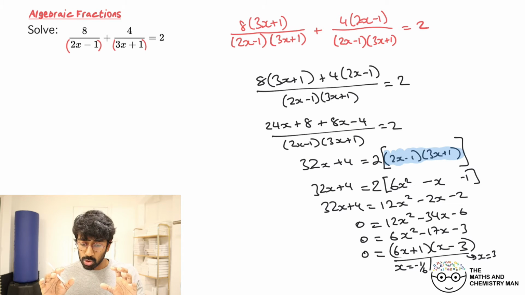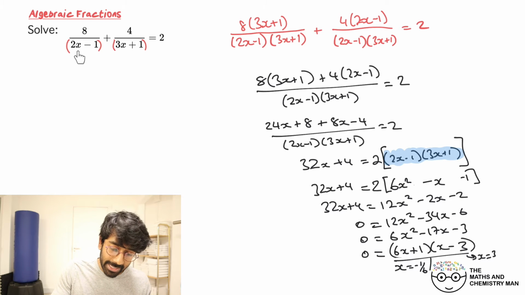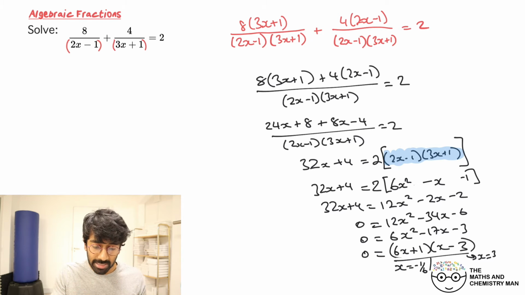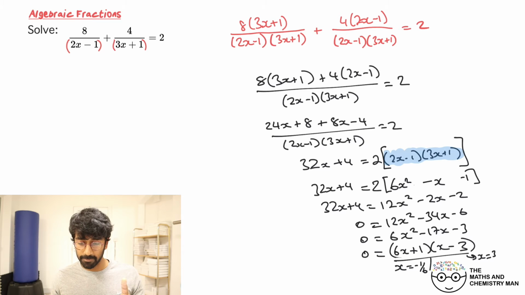You should always check your answer, right? With these especially. So you can just take either one of these numbers, minus 1/6 or 3, plug it back into x, and make sure when you plug that all in, these two fractions here, add them together, it comes out as 2. Okay, so make sure you do that. You shouldn't lose any marks on questions like these. Okay, so that there was method number 1 of solving it.